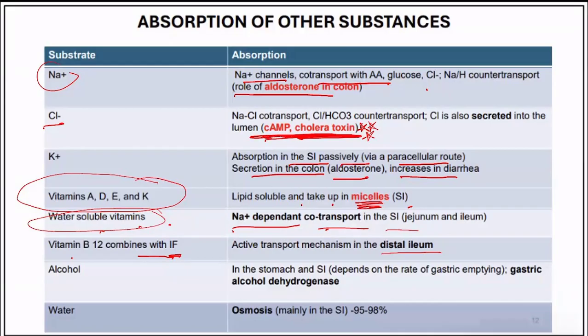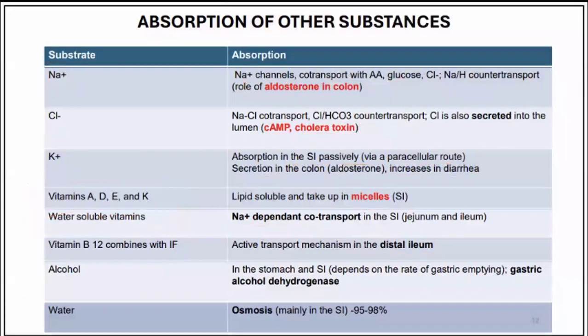Absorption by sodium channels, co-transport with amino acids, glucose, chloride, and sodium-hydrogen countertransport. And then you need to know the role of aldosterone in the colon. Then we have the chloride ions. We have sodium chloride co-transport, chloride-hydrogen carbonate countertransport. Chloride is also secreted into the lumen, cAMP, and cholera toxin. So we just talked about this. Chloride is very, very important. You need to know the mechanism by heart because it's probably going to come in the exam.